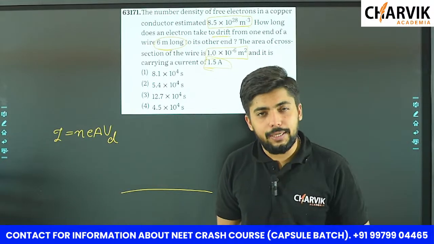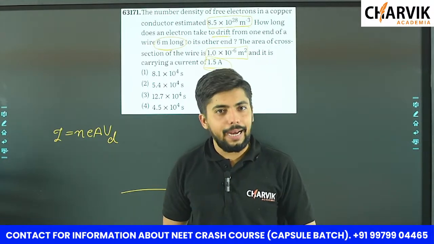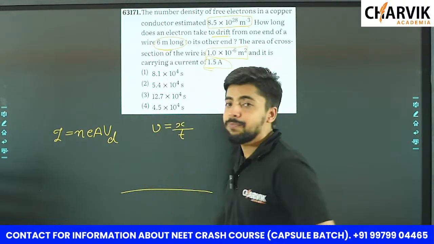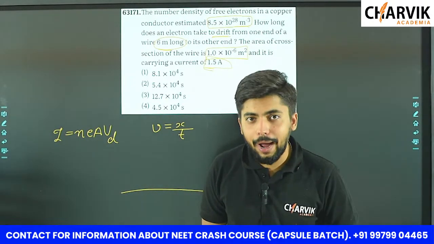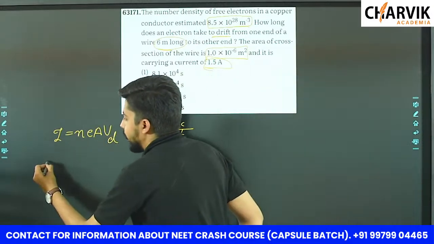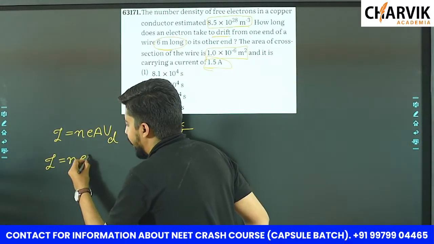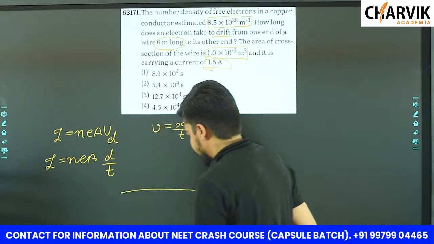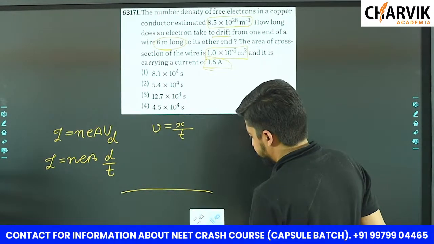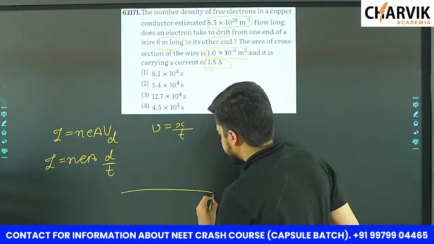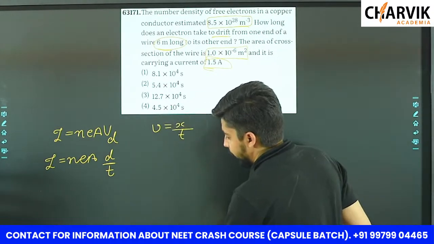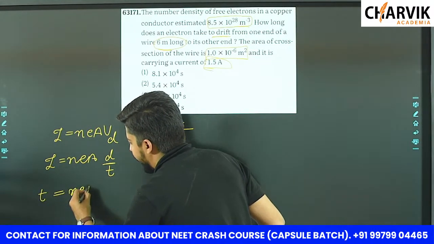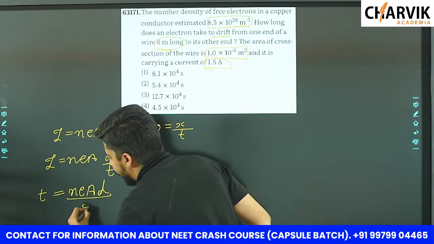There is a velocity, and velocity is directly connected with time, my friend. What is the formula of velocity? Velocity is equal to x by t, where x is the length of the wire, which is given in the question. So place the value: I is equal to NeA into the length of the wire divided by time. Now you want to find the time. Let me just clear it. Now the time will be equal to NeA into d divided by current.